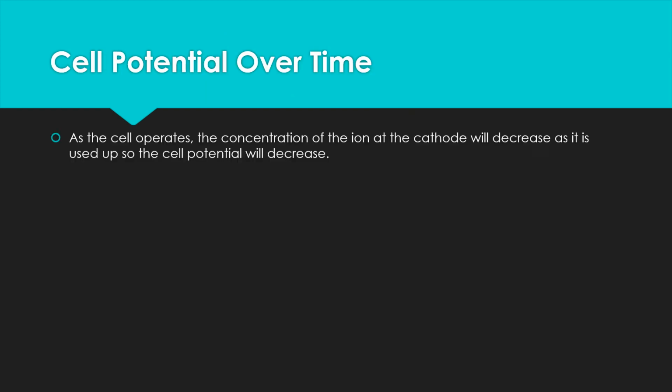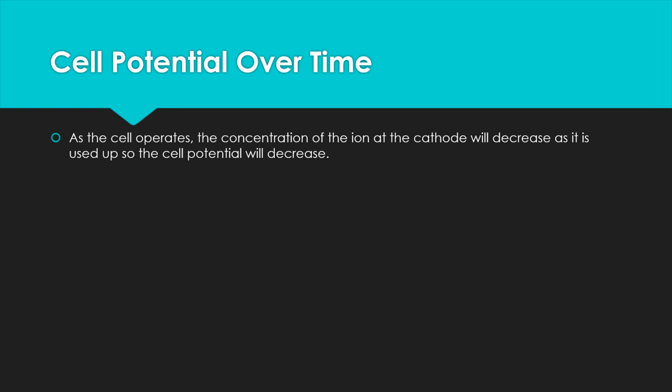So over time, our cell potential is going to change. Once we set up a galvanic cell, even under standard conditions, as that cell operates, the concentration of your ions at the cathode, that 1 molar solution, is going to decrease over time as it gets used up, as those ions change into their solid form. As that happens, the cell potential will always decrease over time. Okay, so that is a very key takeaway from this as well. As we decrease that concentration, because the reaction is just occurring, it's naturally going to decrease.